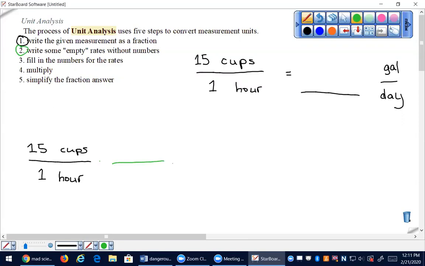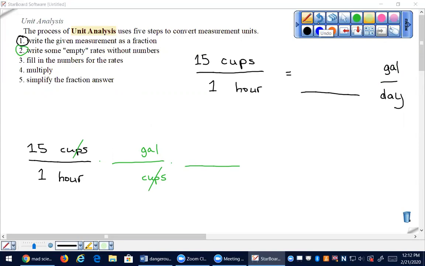I want to get rid of cups and I want to get rid of hours. It doesn't matter which thing I cancel out first. I just pick. So cups. Okay, so I have a cups on the top. So what do I have to do? Cups on the bottom. Can I go from cups to gallons? Sure, I know that one. So I'm halfway done. I have the gallons on top like I want.